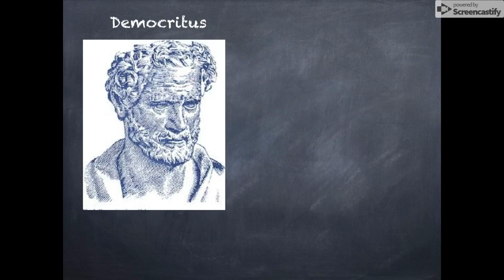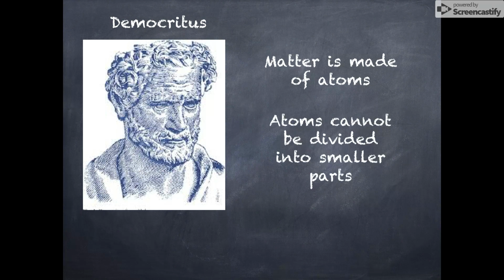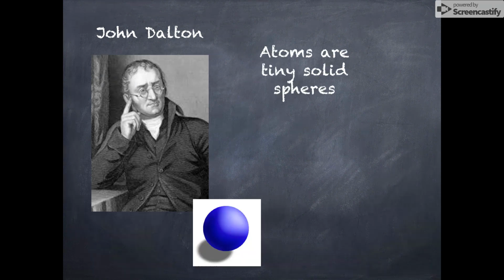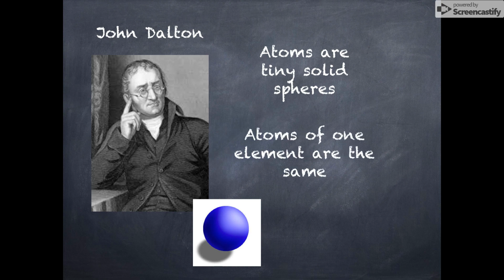Before we get into the first model, this idea of an atom came from a Greek philosopher, Democritus. He said that matter is made up of atoms, and these atoms cannot be divided. They are indivisible, so they can't be divided into smaller parts. So from Democritus, we go into John Dalton, who developed the billiard ball model of the atom because he believed that atoms were tiny, solid spheres. He also added to his atomic theory that atoms of the same element have the same properties.